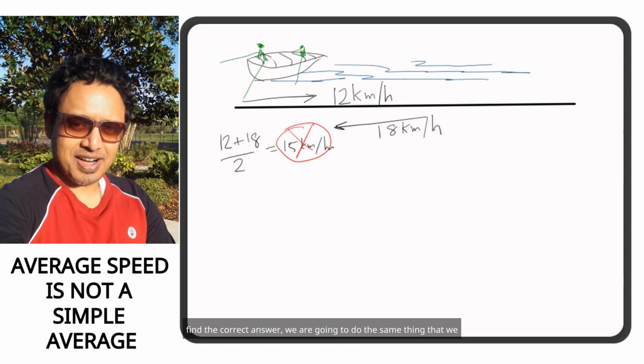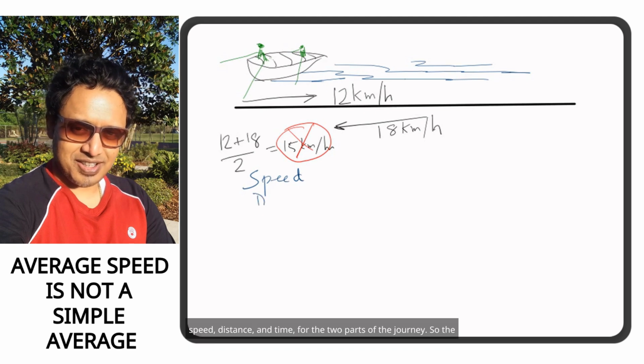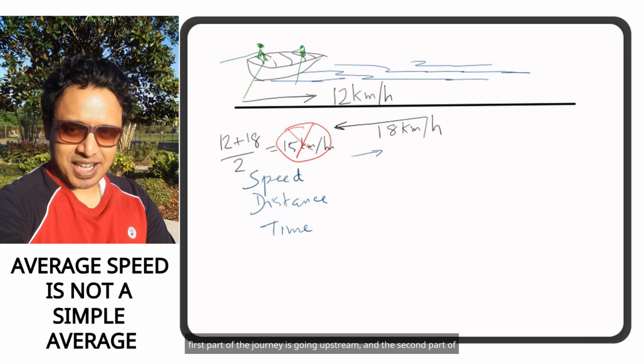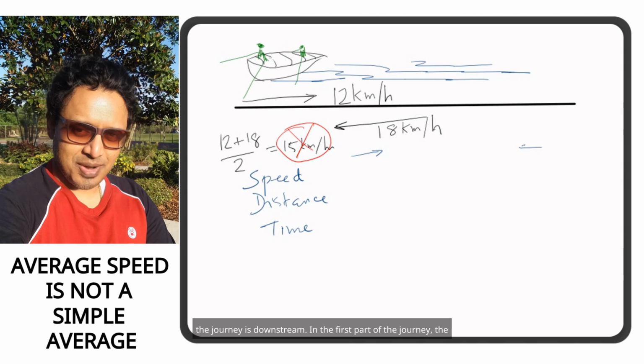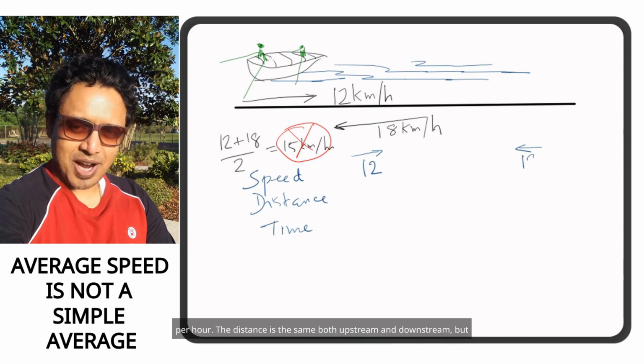So in order to find the correct answer, we are going to do the same thing that we learned in previous lessons. We're going to make a table with speed, distance, and time for the two parts of the journey. So the first part of the journey is going upstream, and the second part of the journey is downstream. In the first part of the journey, the speed upstream is 12 kilometers per hour. Downstream, 18 kilometers per hour.